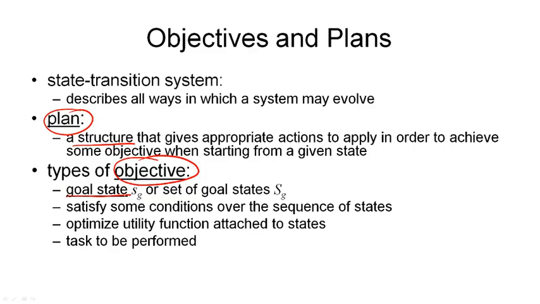A completely different view of an objective would be to not try to achieve something, but to perform a given task. So a good example of this is when you are going on a holiday. You're not really trying to change the state of the world. You want to end up back in the same state where you started, but you want to do something in the time where you go on holiday, and that's a task that needs to be performed.